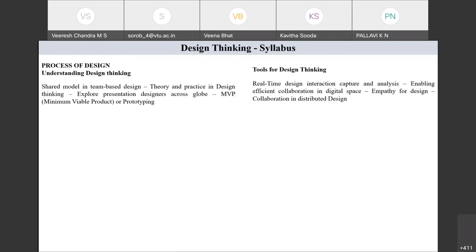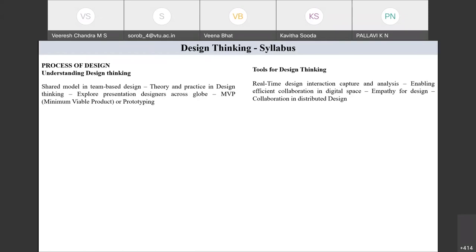Then enabling efficient collaboration in digital space. Collaboration, as I have already told you, so many teams will be working on one single project, let us say. So collaboration between the teams and collaboration between the people in a single team is very, very important. If we have ego, the owner will suffer. So enabling efficient collaboration in digital space. What is digital space? Whatever we are using now is nothing but digital space. So how exactly is the collaboration enabled efficiently?